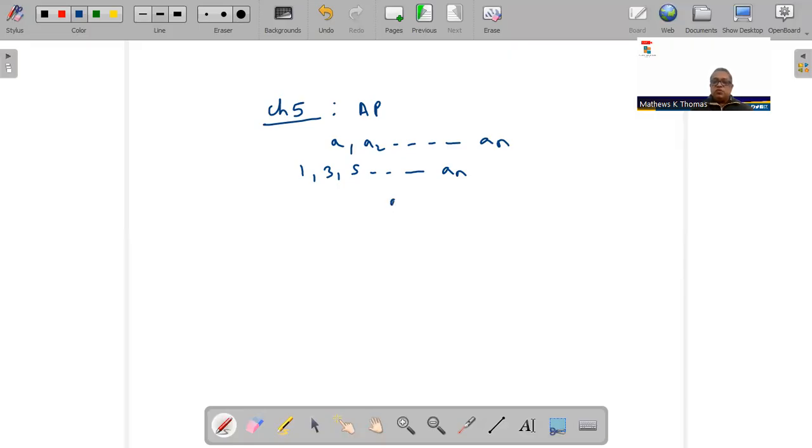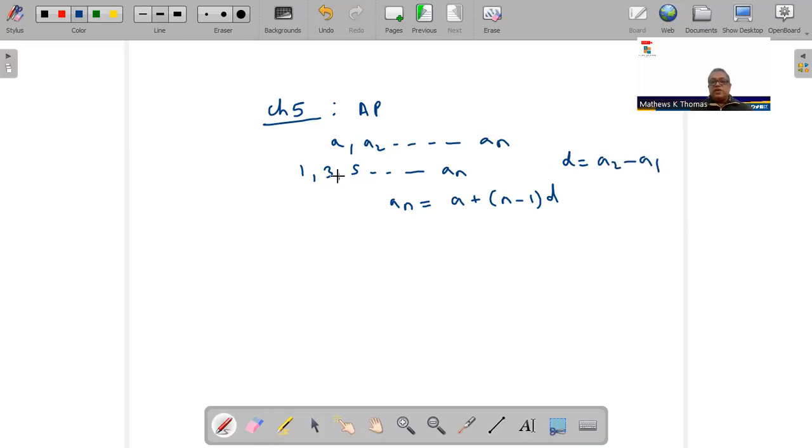Now there are two formulas. The first formula is AN is A plus N minus 1 D. This is the formula to find out the nth term. So A is the first number, D is the common difference, right? Common difference will be A2 minus A1. This is also one thing that we have to remember.